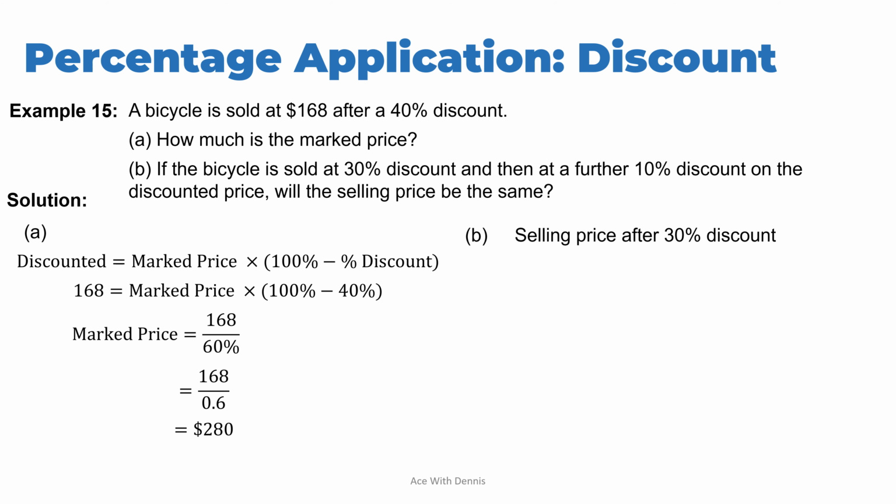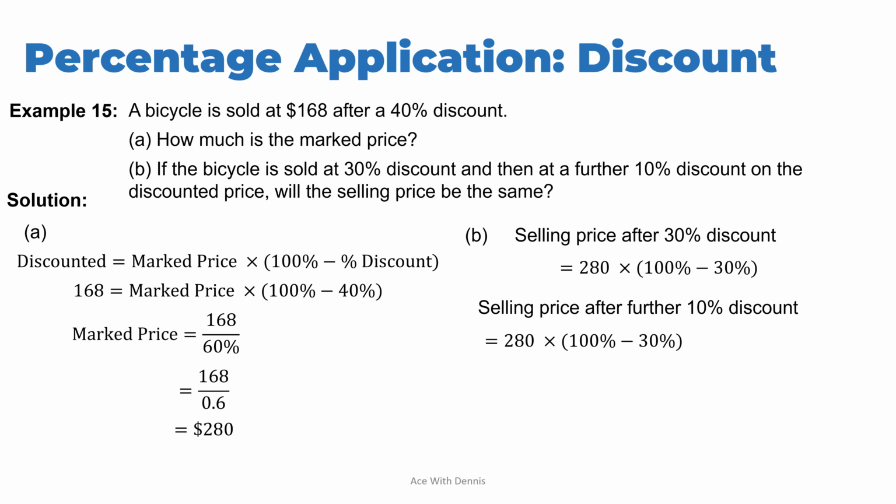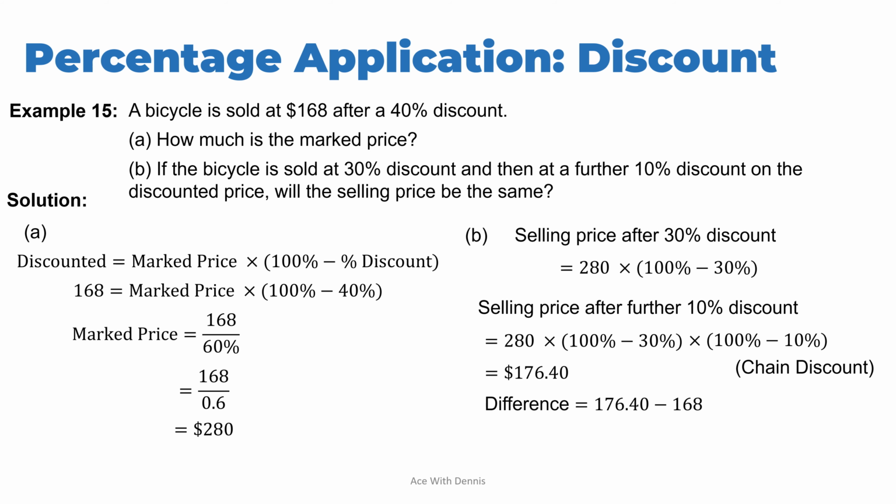For B, selling price after 30% discount equals 280 times 100% minus 30%. So selling price after a further 10% discount equals, this is the first round of discount, $280 times 100% minus 30%, and multiply another 100% minus 10%. Okay, so this concept is called chain discount, which means discount after discount. Okay, and we get the answer is $176.40.